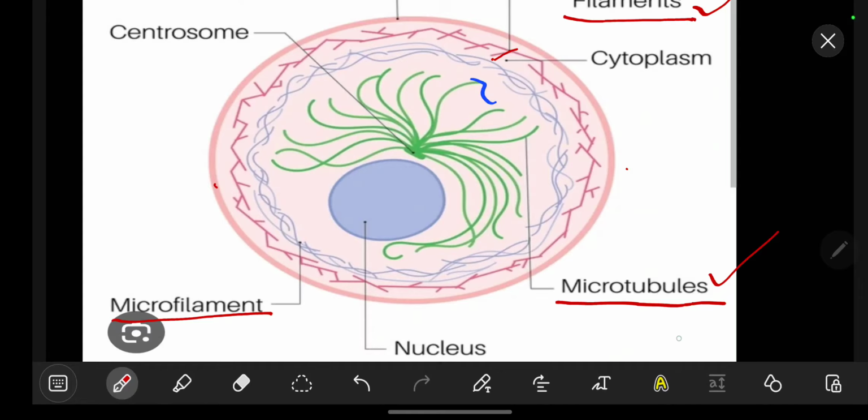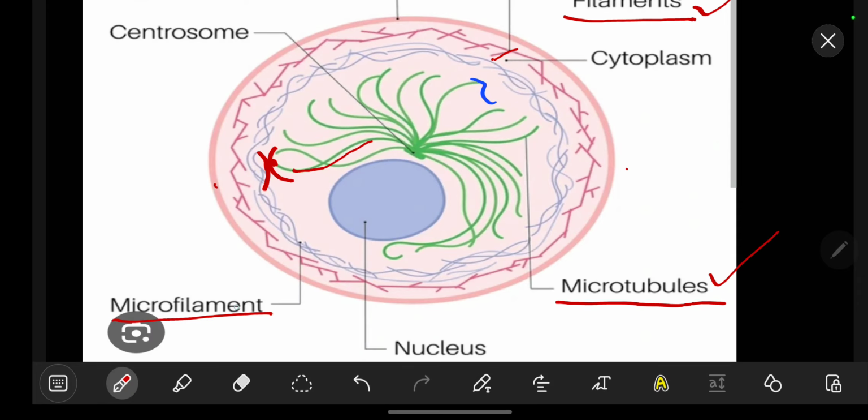Let's begin with our microtubules. These are the ones that move our cell structures. Like for example, when you look at your chromosomes, as we look at mitosis and meiosis, you will find that the structure that moves the chromosomes is actually the microtubules. So the microtubules help in the movement of cell structures.